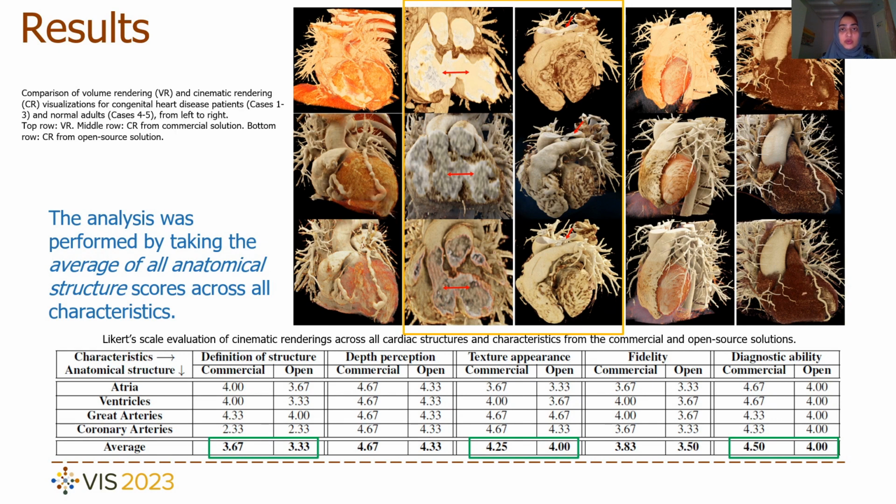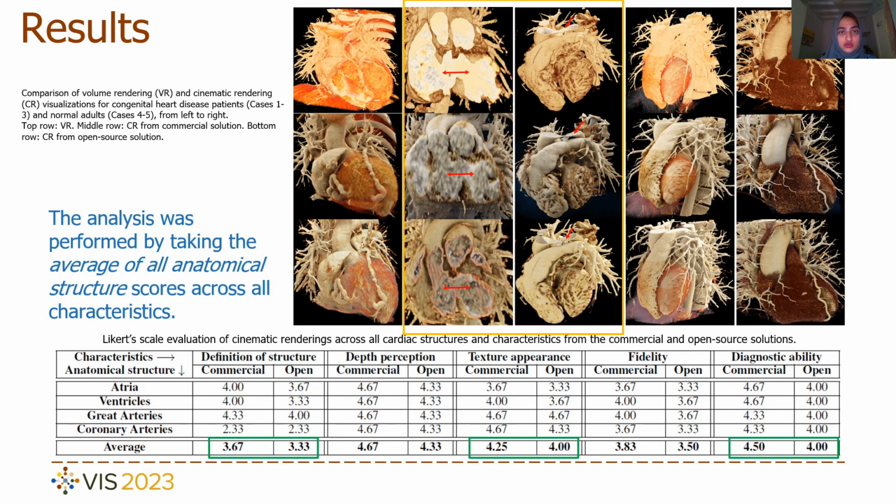In addition to visuals, the table summarizes our evaluation findings by averaging scores for all anatomical structures and characteristics. Results obtained by 3 independent cardiologists were consistent in recognizing an overall superior performance of the commercial solution, with slightly higher scores on the Likert scale, especially for the definition of structure, texture appearance, and diagnostic ability. However, the open source solution had several visual characteristics with a 4.0 or beyond, being similar to the commercial alternative for fidelity and depth perception. Both types of cinematic renderings performed worst for the definition of structures due to the low scores given to coronary arteries.